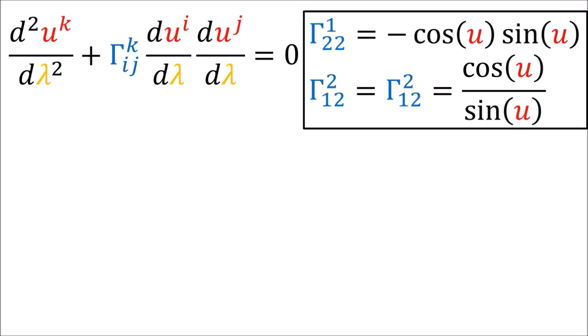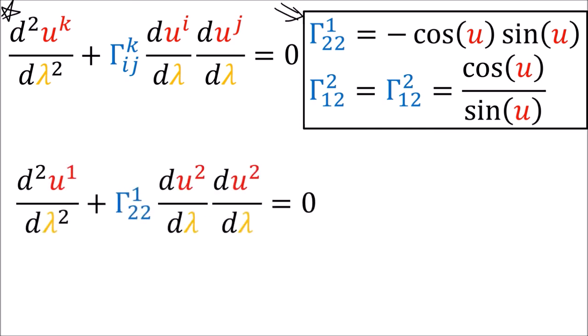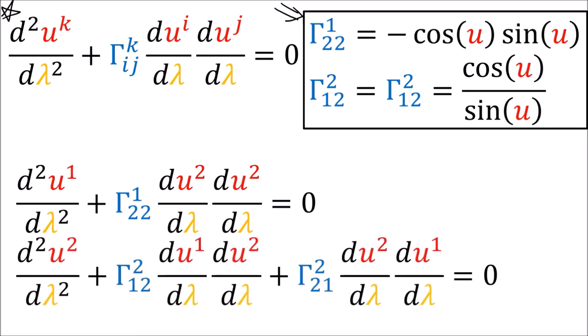Okay, so that math was pretty painful, but we've calculated the non-zero Christoffel symbols here. Now we need to do step 2 and solve the geodesic equations. So we're lucky that so many of the Christoffel symbols went to zero, because that will make our geodesic equations much easier to deal with. So we get one equation from the 1, 2, 2 Christoffel symbol, and we get another equation from the 2, 1, 2 and 2, 2, 1 Christoffel symbols.